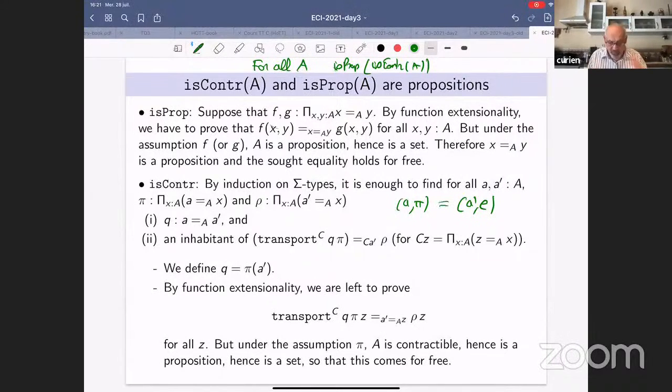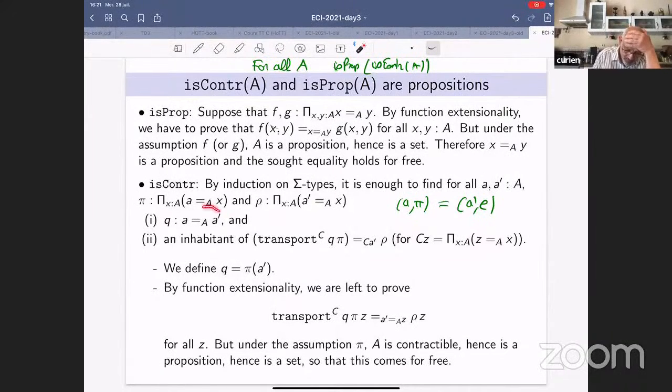Okay, but we know what is equality on sigma types. So we have to find a proof that a is equal to a prime. And we also have to find a way to prove that pi is equal to rho up to some transport, which is here. So we have to prove these two equalities here. Well, we have to exhibit q, and we have to exhibit a proof of this.